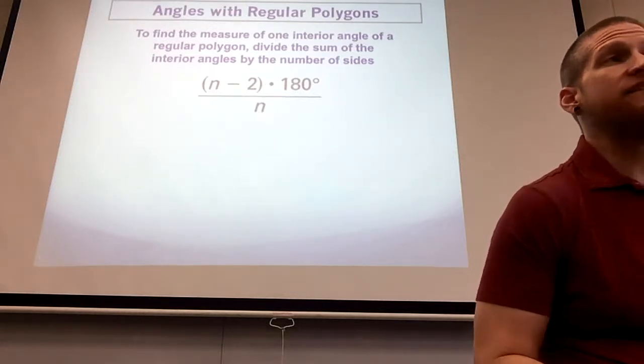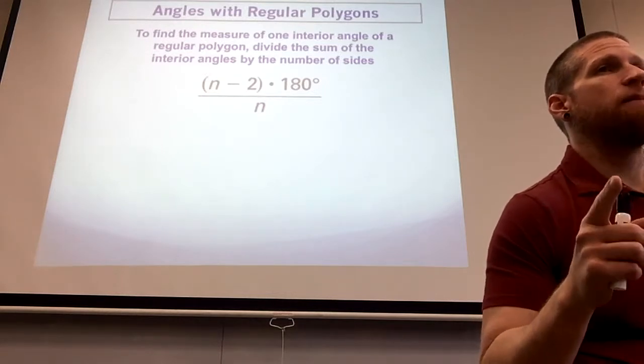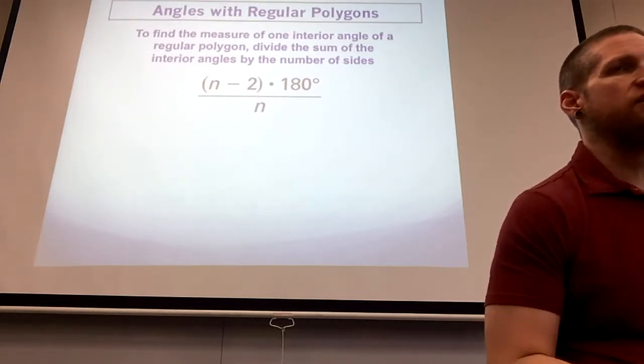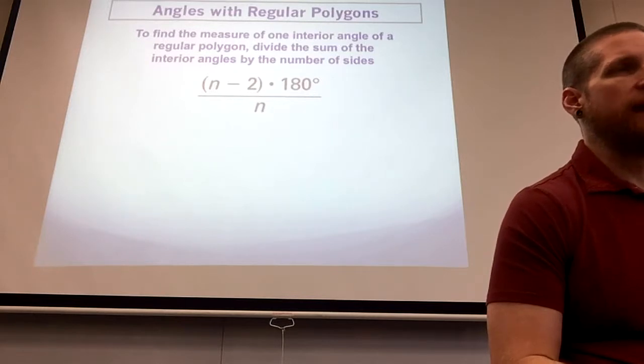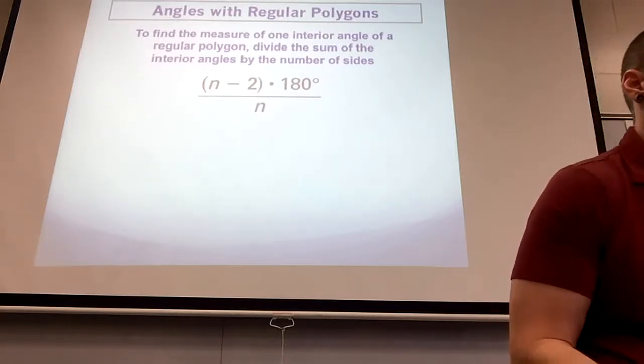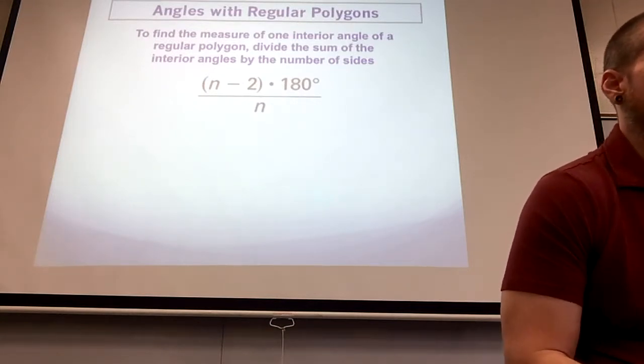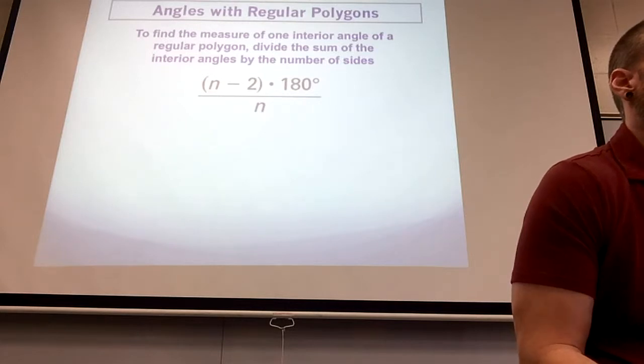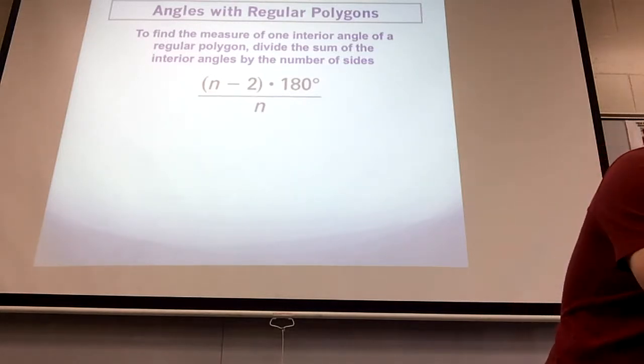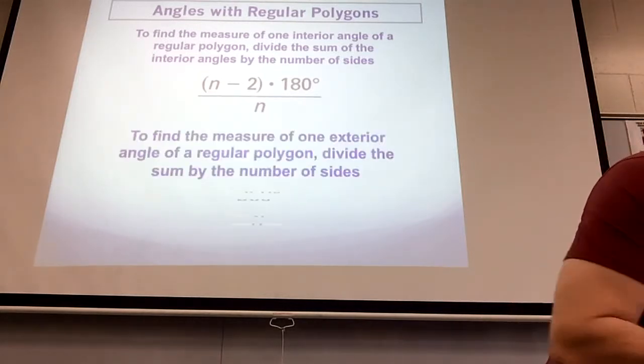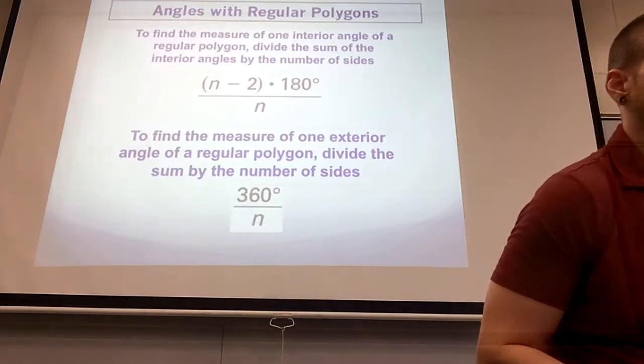If you write this down, make sure you take a big note saying this is for one angle. Stress one angle of a regular polygon, so you don't get this mixed up with the sum of the angles, because that'd be a different thing. What were you gonna say? Okay. And then if you wanted it for the exterior, it would just be 360 over the number of sides.